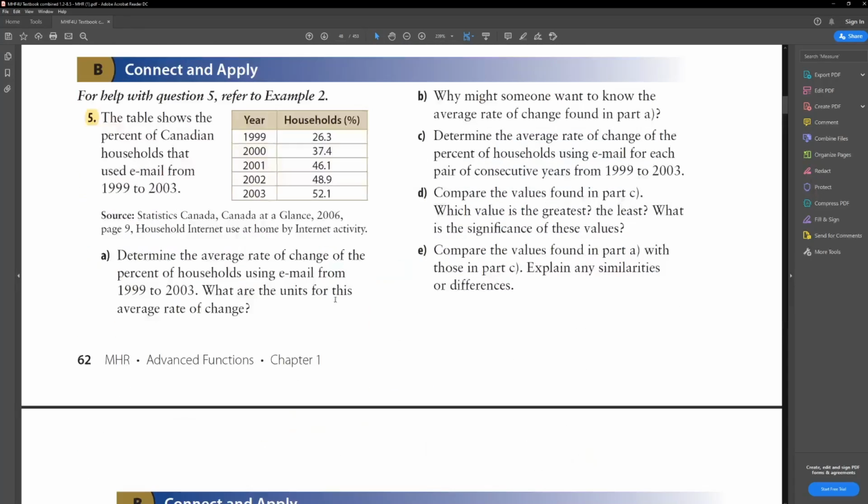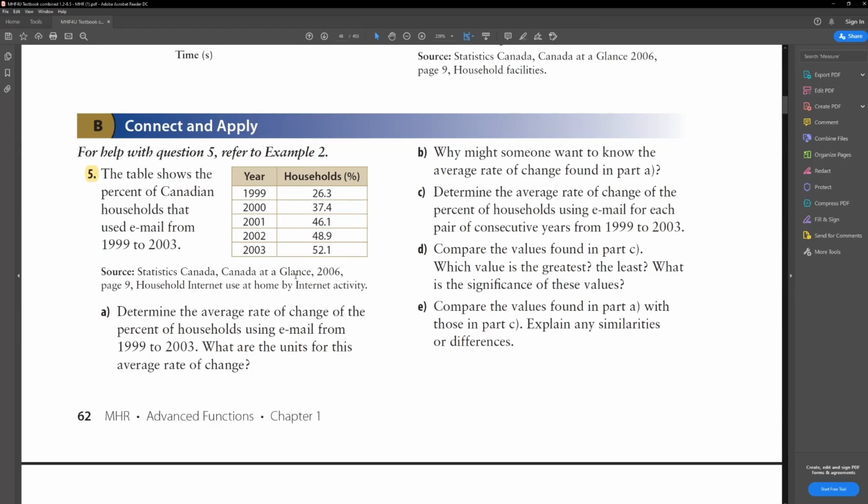Now let's move on to question 5. The table shows the percent of Canadian households that used email from 1999 to 2003. Determine the average rate of change of the percent of households using email from 1999 to 2003. What are the units for this average rate of change?